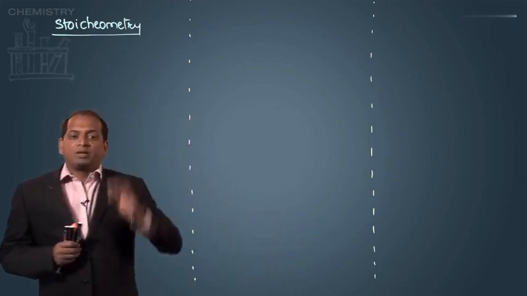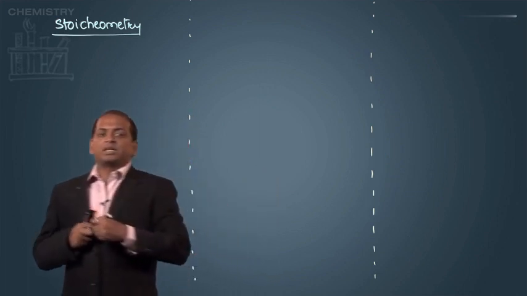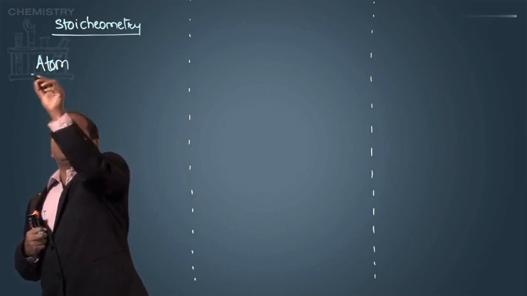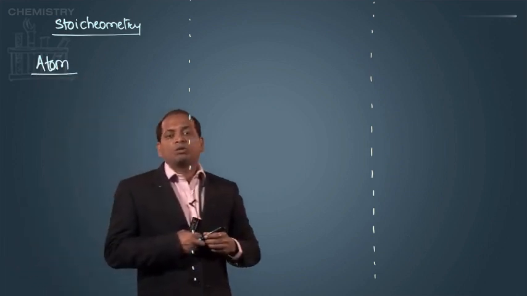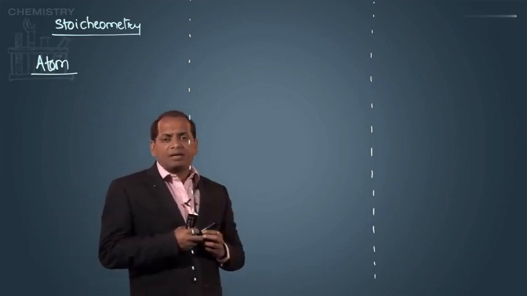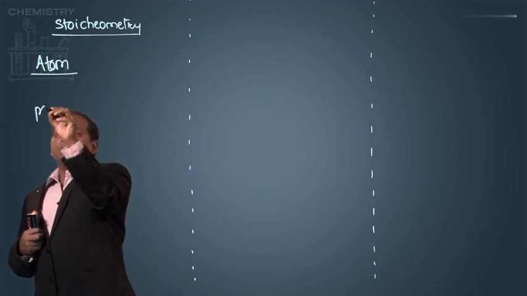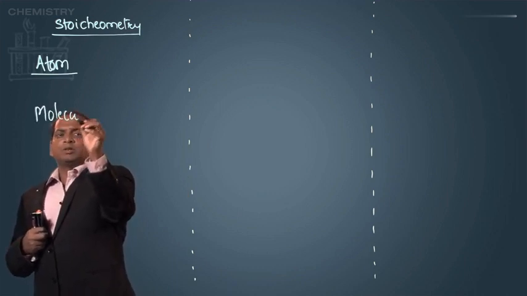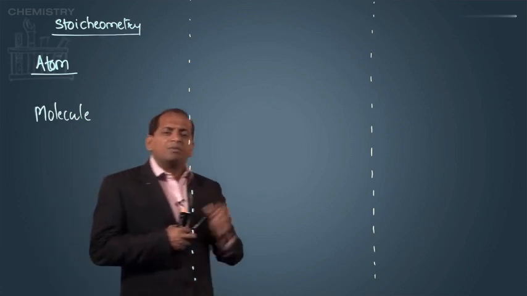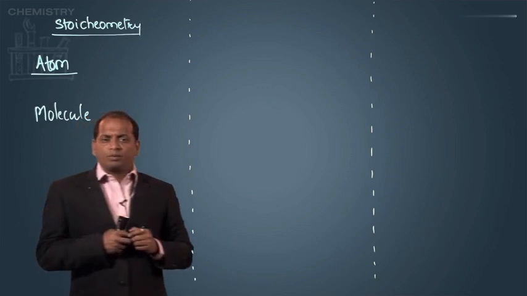In stoichiometry, we start with a very basic concept, that is nothing but the atom. We have done this concept of atom in a lower standard. Atom is the smallest indivisible particle of an element. Then comes the molecule. What do you mean by molecule? In the same way, the smallest particle of a compound is called a molecule.